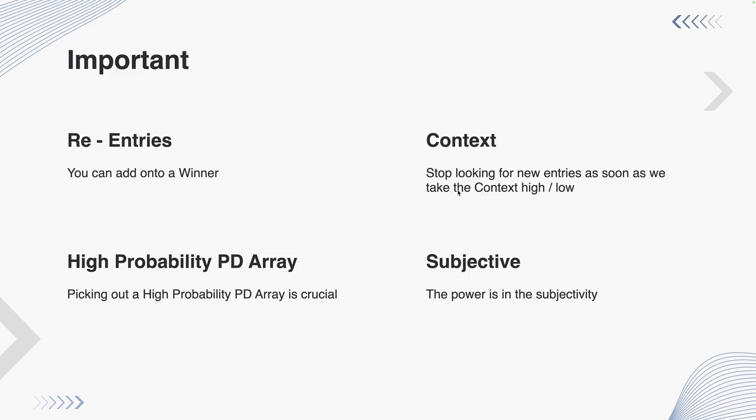You can do that later on. Then context right here. Stop looking for new entries as soon as we take the context highs or lows. Again, speaks for itself, already what we went over in the order entries as well. High probability PD rate. Picking out a high probability PD rate is crucial. I am not just entering off of any PD rates that you are seeing right there. I'm entering off of high probability PD rates.